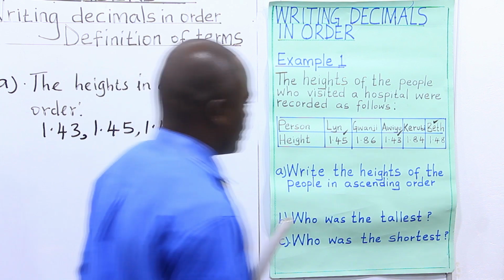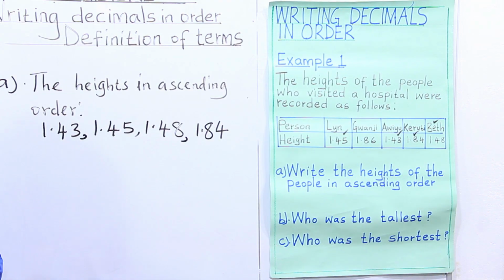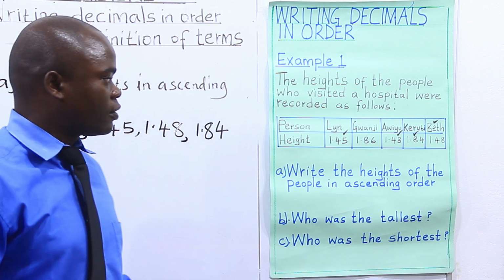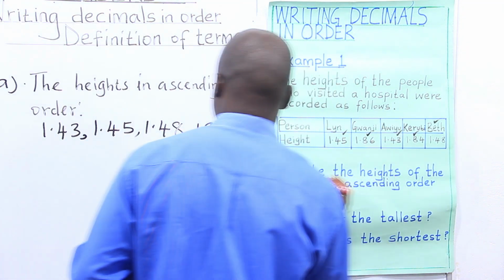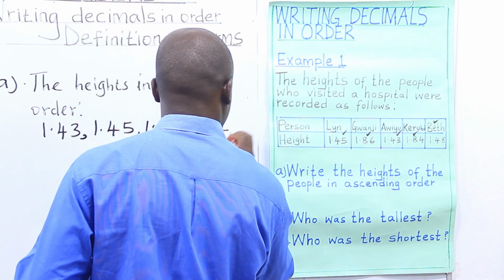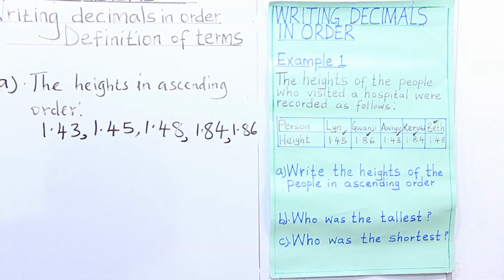You also tick that one, and then the remaining height is for who? Gwanji with 1.86. So we are through the first question. Then we proceed to part B.